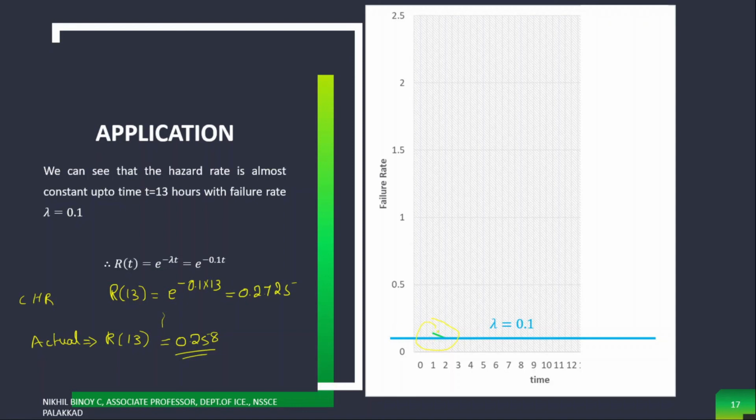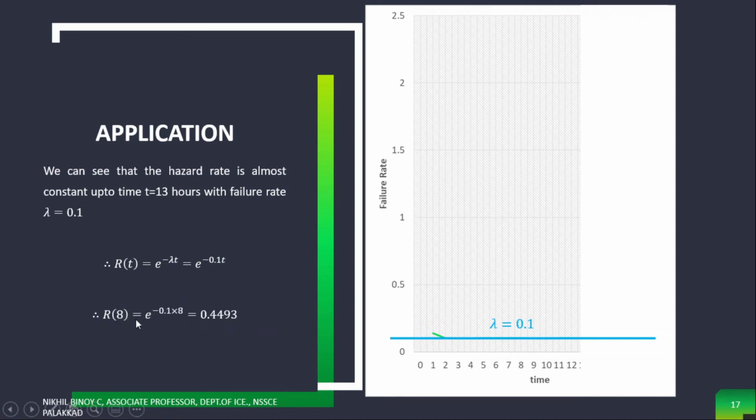A little bit more failure is there, which means at this particular point more components will fail compared to the constant hazard model. After that, the actual reliability will always be less than the reliability calculated by using the constant hazard model due to this region, because here the failure is more. That is why we have a difference. The reliability calculated by the constant hazard model is 0.2725. The actual value is 0.258.